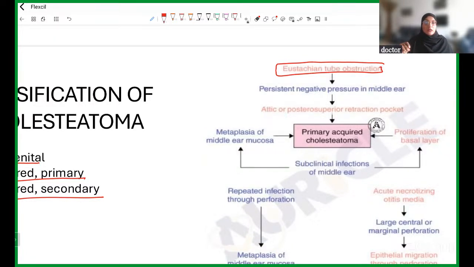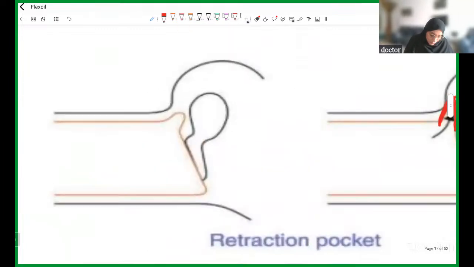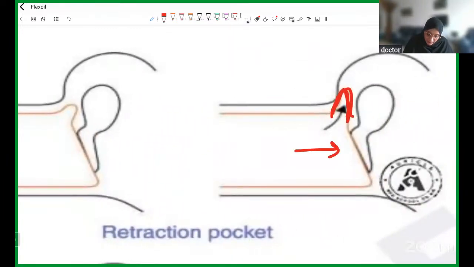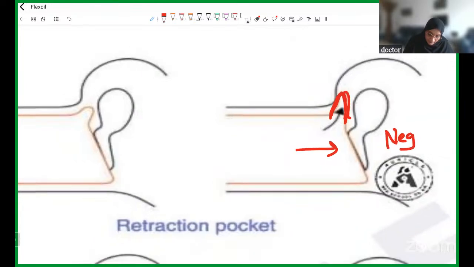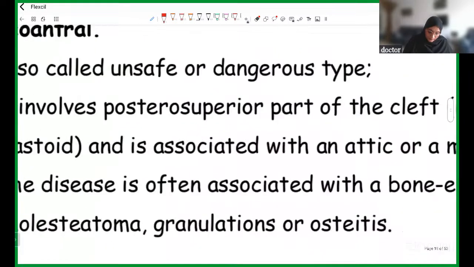The next thing that you can see is that there is a building of negative pressure in the middle ear. You can see our previous videos where we have explained how the negative pressure is created in the middle ear. So there will be persistent negative pressure in the middle ear because your eustachian tube is blocked. So it is pressurizing the middle ear through the tympanic membrane. Now what happens is that there will be a formation of a retraction pocket. Attic or posterior superior retraction pocket, here you can see in the diagram, slowly it will slide in because there is a negative pressure building up here. So there will be a formation of a retraction pocket.